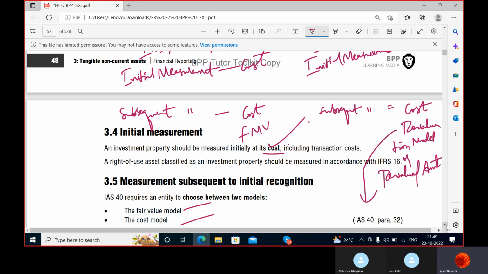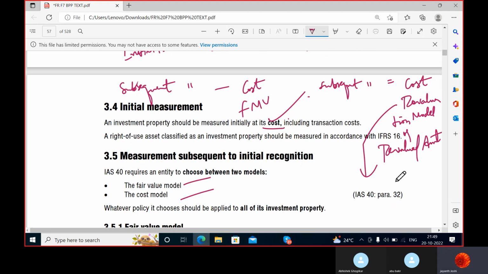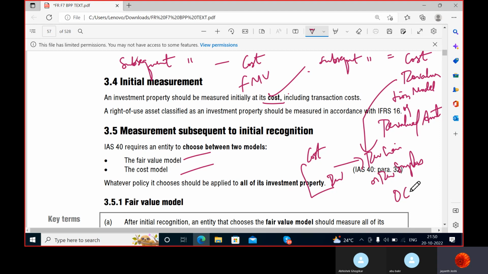So the difference has to be accounted for, because you will be showing the asset at the revalued amount in the balance sheet. Henceforth, the difference between the cost and the revalued amount is a gain, which is called revaluation gain or revaluation surplus. And that has to be shown, where you will show that in the other comprehensive income section. Understood? OCI section.